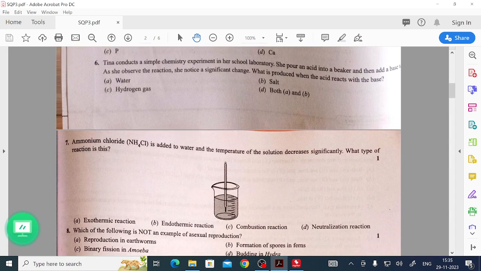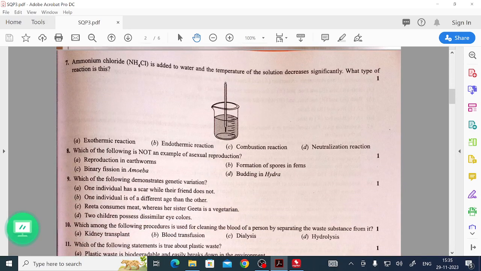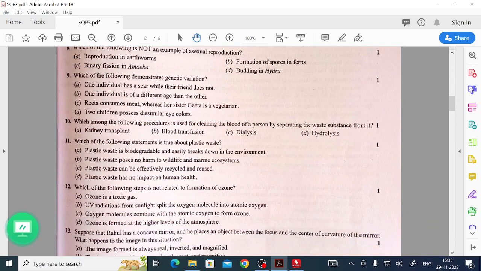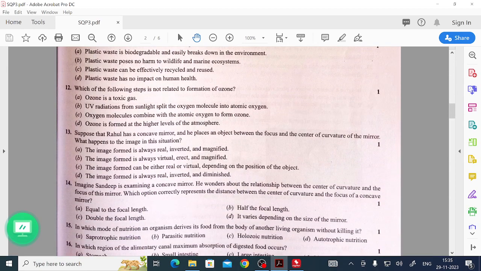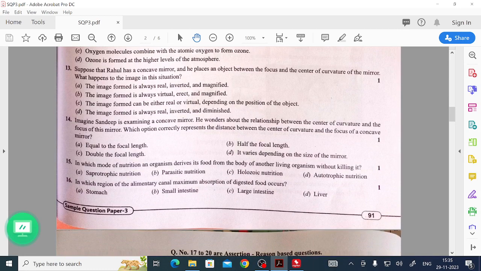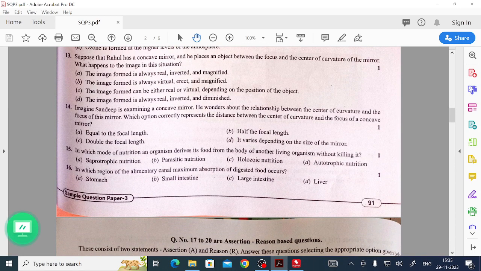So, sample question paper 3. Any physics question is there? Question number 13. I think it is the same as the question related to the previous sample question paper 1 we discussed.